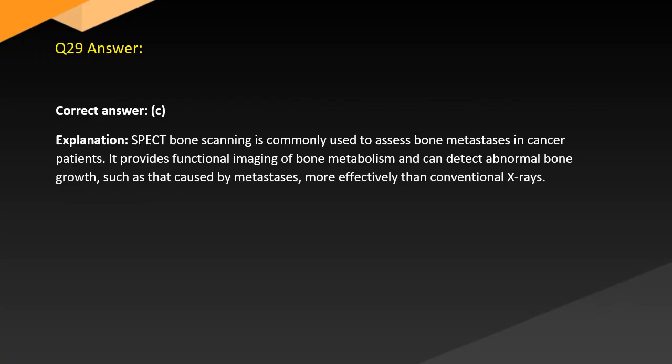Answer. Correct answer, C. Explanation. SPECT bone scanning is commonly used to assess bone metastases in cancer patients. It provides functional imaging of bone metabolism and can detect abnormal bone growth, such as that caused by metastases, more effectively than conventional X-rays.